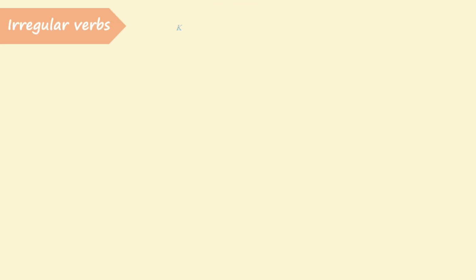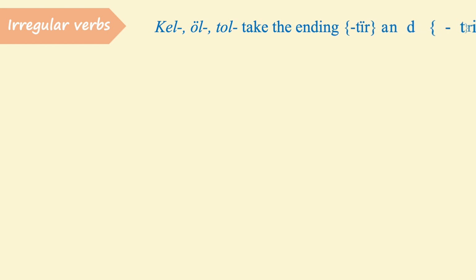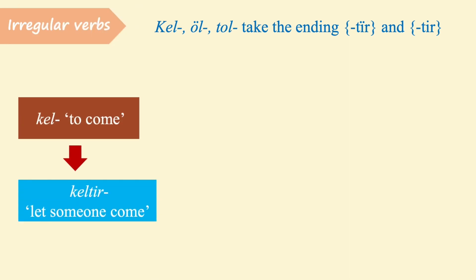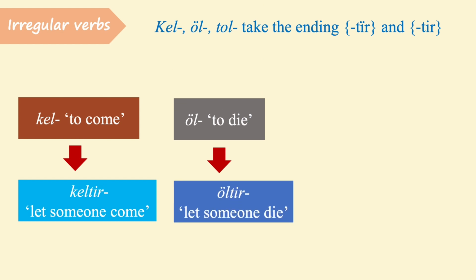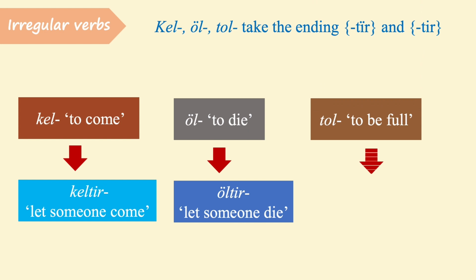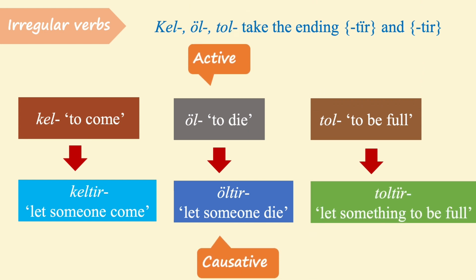There are some irregular verbs, namely three verbs: kel, to come, öl, to die, and tol, to be full, that take the endings tır and tir, although they end in the consonant l. Example, keltir, make someone come. Öldür, make someone die, or to kill someone. Toltır, let something be full.